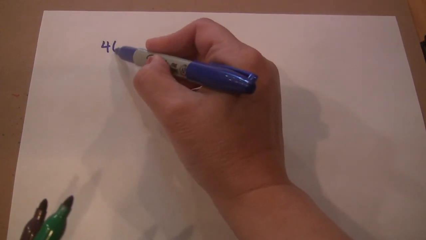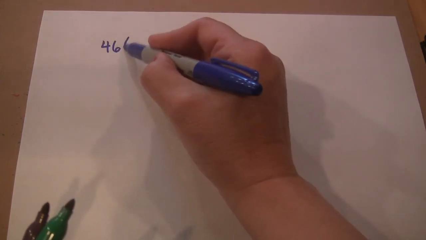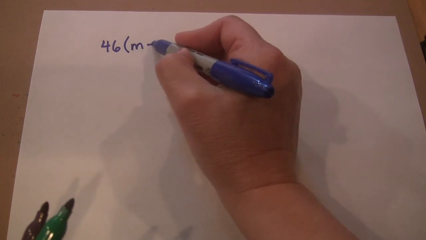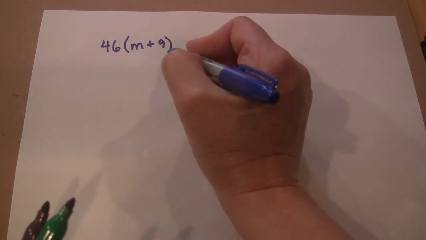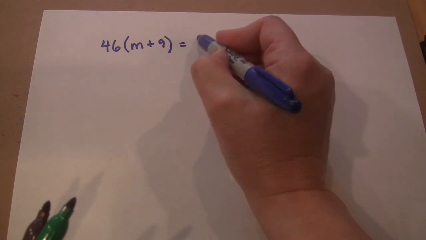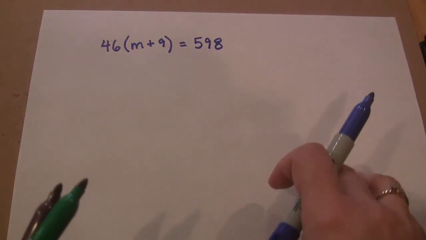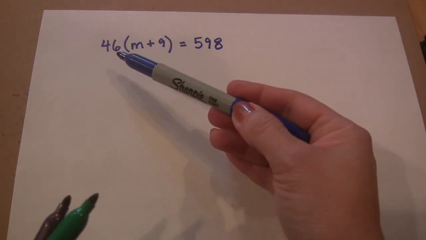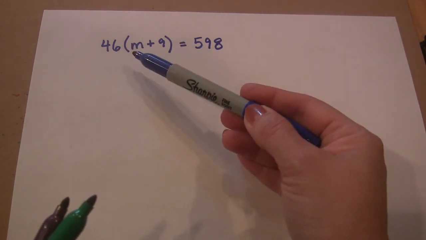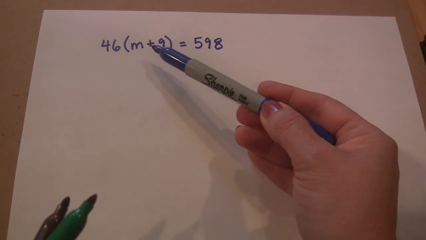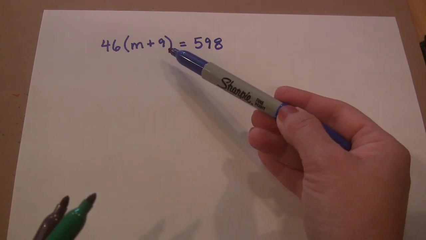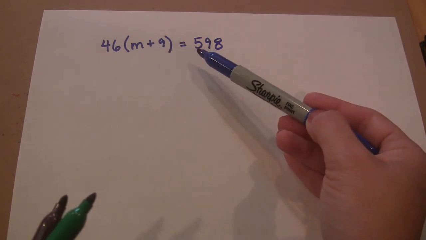Now you might be asking yourself, okay, great, I can do it, but when would I ever choose to do it? And the answer is that you start really understanding the importance of the distributive property once you have equations with variables in them. So here is our equation. 46 times the quantity m plus 9, end quantity, equals 598.